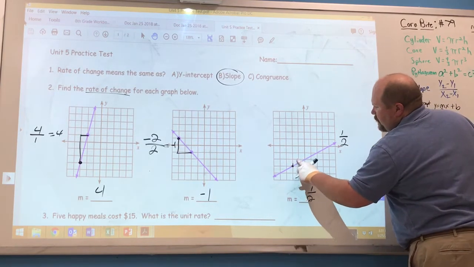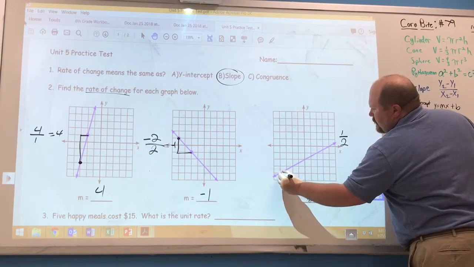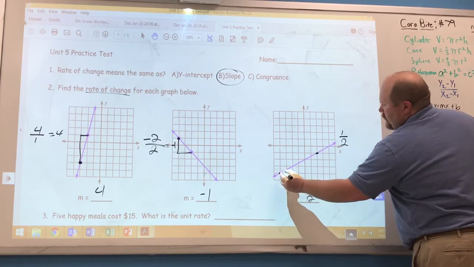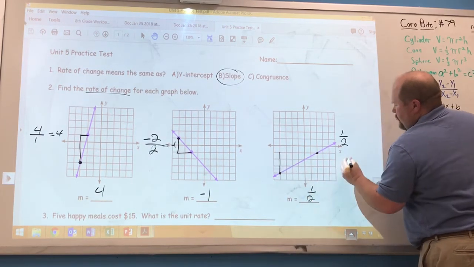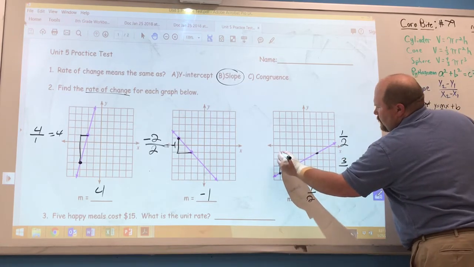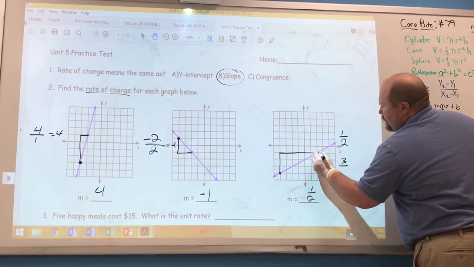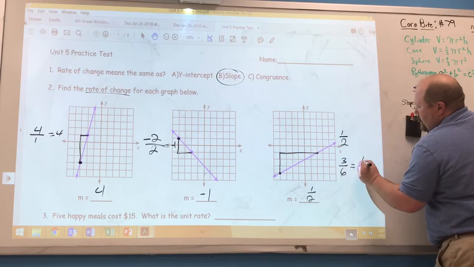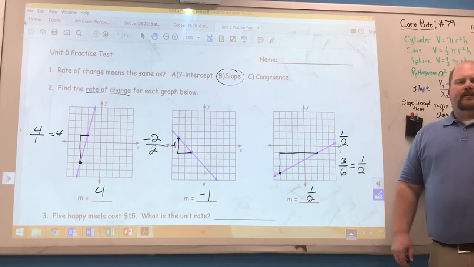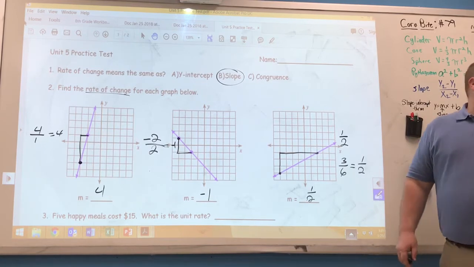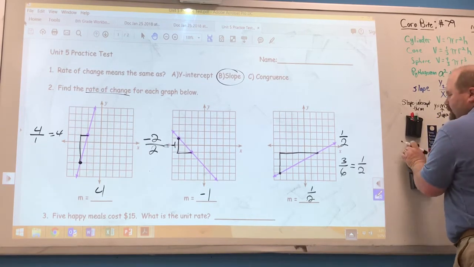If I chose some other points, let's say I saw this point and this point. So up 1, 2, 3, so that would be up 3, and to the right 1, 2, 3, 4, 5, 6. So that would be 3 over 6, which also simplifies into 1/2. So no matter which 2 good points you pick, they're all going to simplify into 1/2. All right.